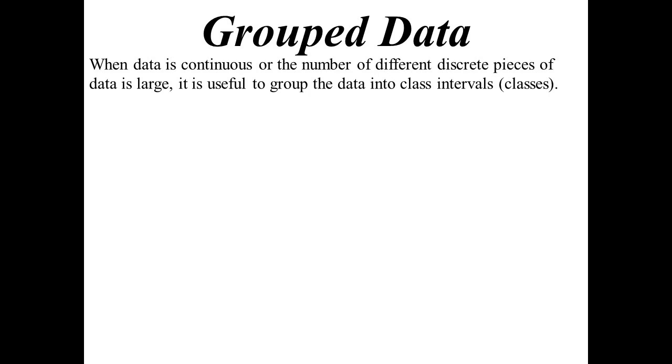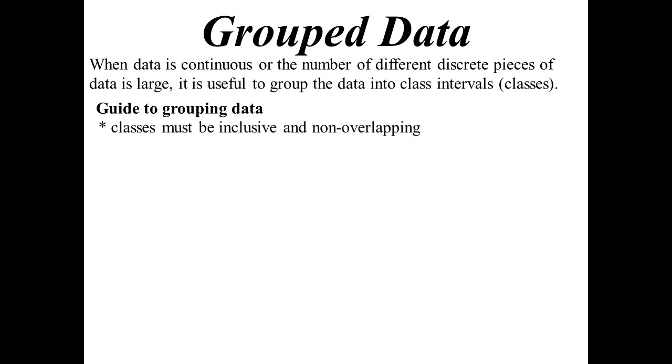Now, grouped data. How do we handle grouped data? So when you've got continuous or a number of different discrete pieces of data, and you've got lots and lots of pieces of data, sometimes we group the data into class intervals, also known as classes. So here's a guide to how you would group your data. Classes must be inclusive and not overlapping. So it would not be possible to put a piece of data into 2 different classes. They must only go into one. So yes, each score belongs to one and only one class.